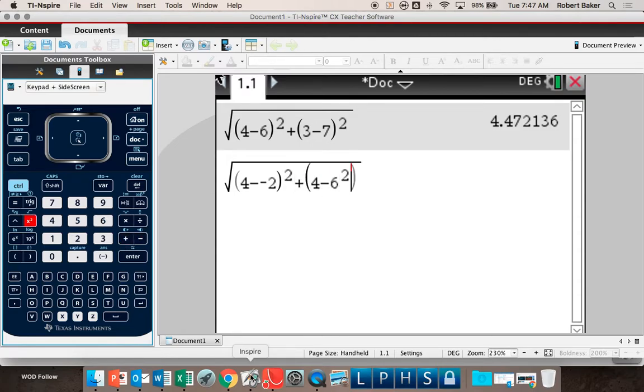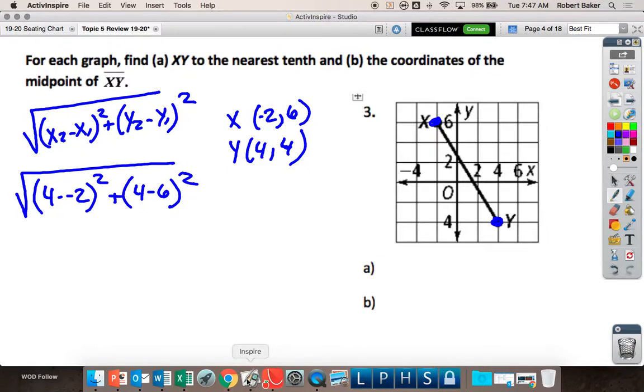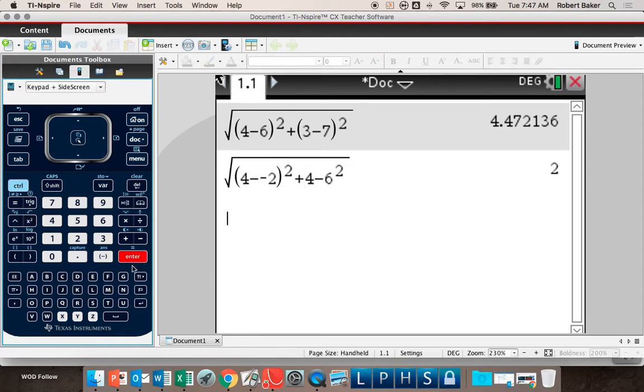Let me double check that one more time. 4 minus negative 2 squared plus 4 minus 6 squared. Enter. 2. The answer is 2 there.